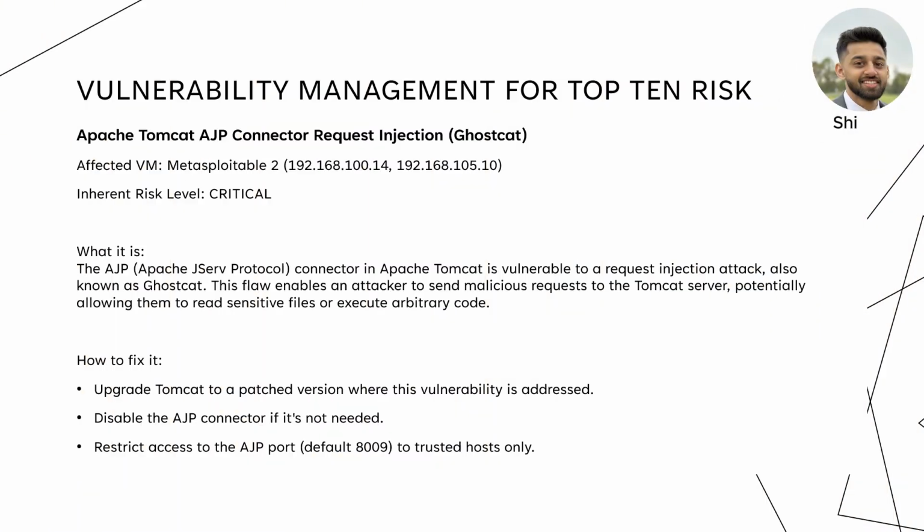The first vulnerability we are going to be covering is the Apache Tomcat AJP connector request injection, or GhostCat vulnerability, which was found on our Metasploitable 2 machine. This vulnerability came in with a severity rating of critical and has a CVSS score of 9.8. The GhostCat vulnerability allows attackers to remotely read web application files on vulnerable servers or upload Java server pages code among numerous file types and gain remote code execution if exploited.